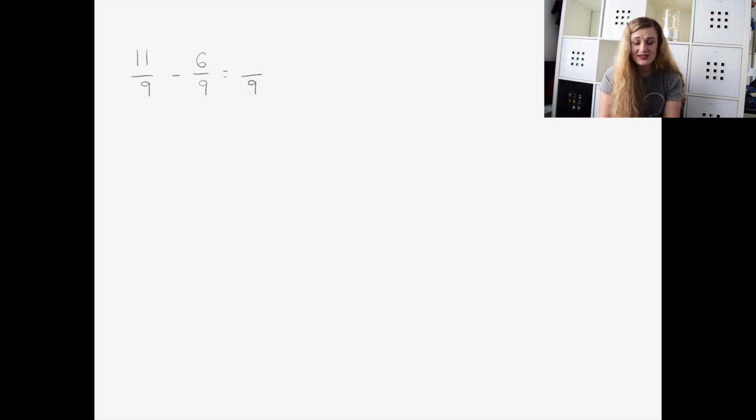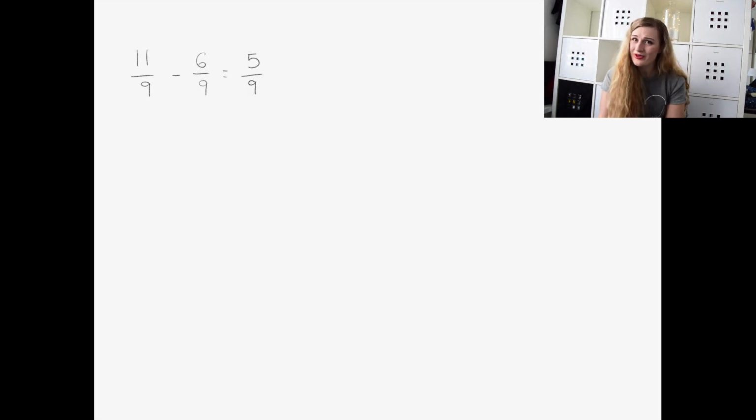11 take away 6. I'm going to use my fingers to help me with this. So I have 11 in my head. I'm going to put 6 on my fingers so that I can count down. So 11, 10, 9, 8, 7, 6, 5. So on my numerator, I'm going to write 5. My answer then would be 5/9.